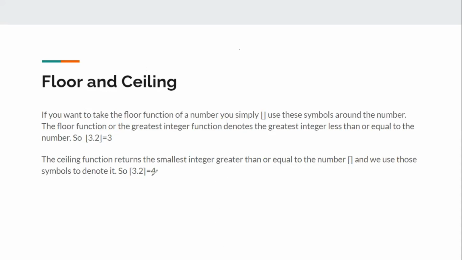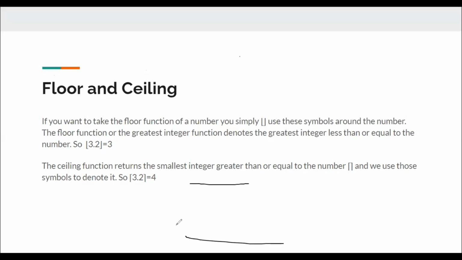The way I think about the ceiling and floor functions is like, you have a floor, right? Think about any room. This is your floor, and this is the ceiling. If I take some number here, the floor function is going to bring it down to the floor. So it's going to take the value down to 3.